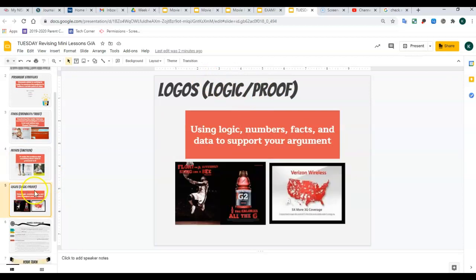Then we have logos, which is logic or proof. So you're using logic, numbers, facts, and data to support your argument. So for like a butterfly sting like a bee, that's just a catchy phrase to get your attention. You come over here, it says half the calories, all the G. So pretty much like you're getting fewer calories, but it still tastes like Gatorade. And we have Verizon Wireless with this map, 5 times more 3G coverage.